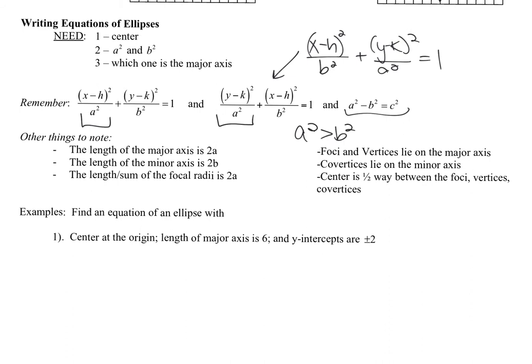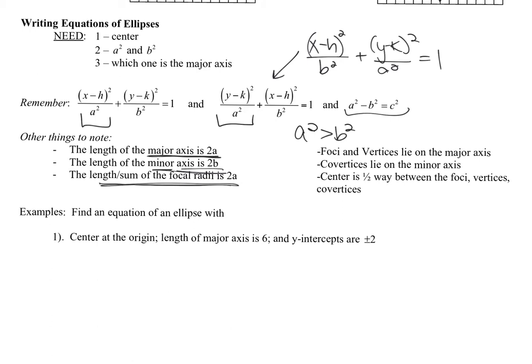Don't forget some of the definitions and things we had written down on day one. The major axis has a length of 2a, the minor axis has a length of 2b, and the sum of the focal radii is 2a, and that's really coming from the definition of what an ellipse is.